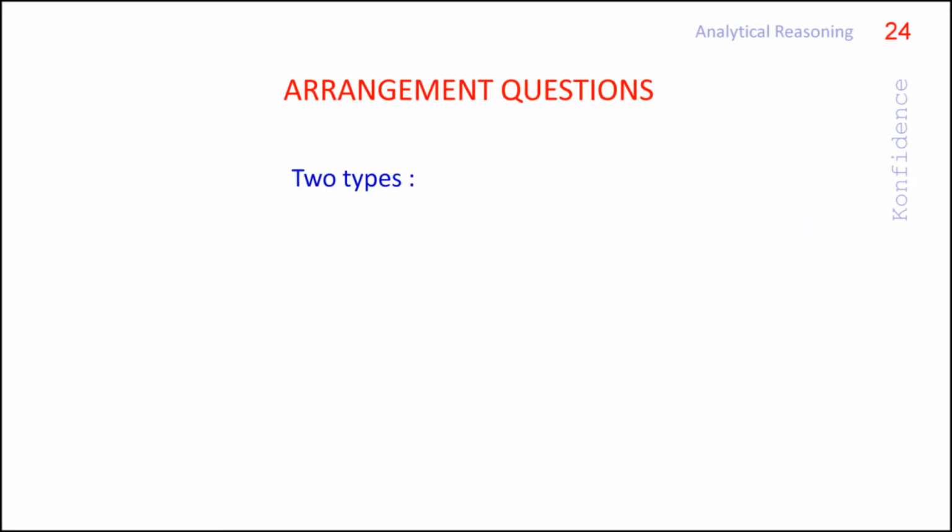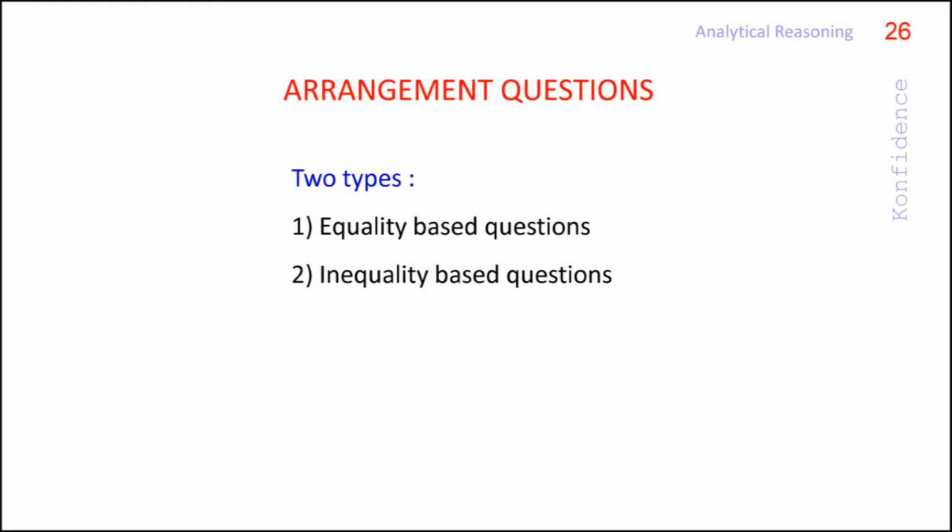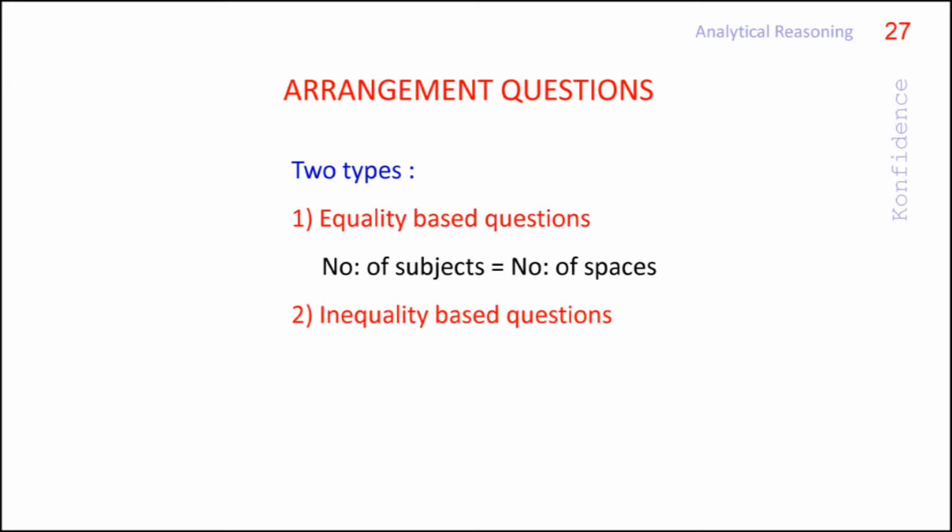Arrangement questions are of two types. 1. Equality based questions, and 2. Inequality based questions. In equality based questions, the number of positions to which data needs to be arranged to will be the same as the number of pieces of data available. The arrangement of the objects and the spaces needed for those objects will be the same. In inequality based questions, the number of subjects will be more and the number of spaces will be less. So, there will be more possibilities for arrangement of data.